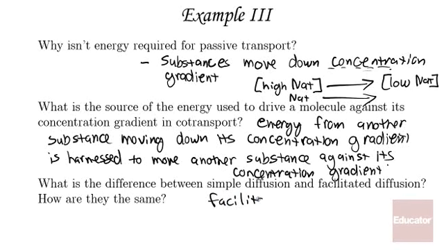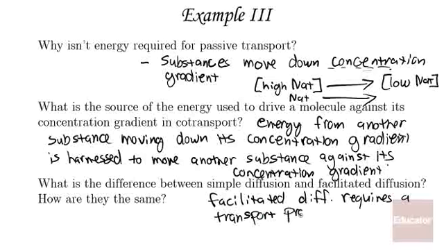What is the difference between simple diffusion and facilitated diffusion? Facilitated diffusion requires a transport protein. Facilitated diffusion is used to transport substances that cannot cross the cell membrane on their own. Maybe they're too large, or they're polar, or they're charged. How are they the same?